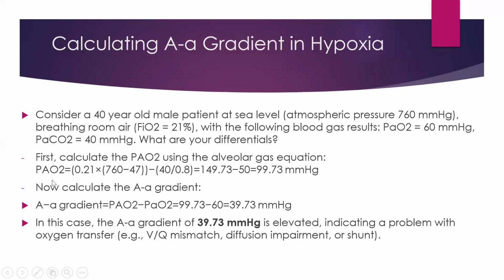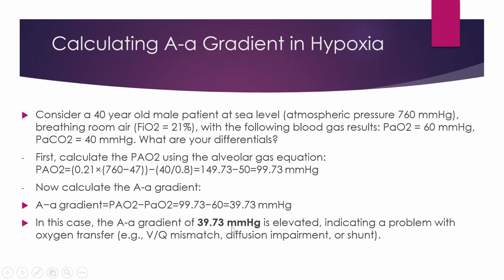Then we calculate the partial pressure of oxygen in the alveoli: FiO2, which is 0.21, multiplied by the atmospheric pressure minus the water vapor pressure, which is 47, minus the PaCO2, which is 40, divided by the respiratory quotient, which is 0.8. And your PAO2 here gives you 99.73 millimeters of mercury. So if we calculate the A-a gradient, that would be 99.73 minus 60, which is 39.73.